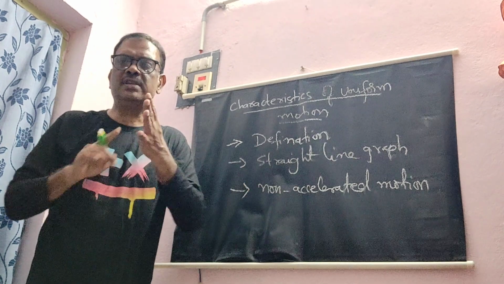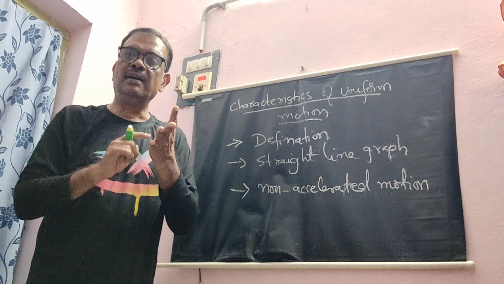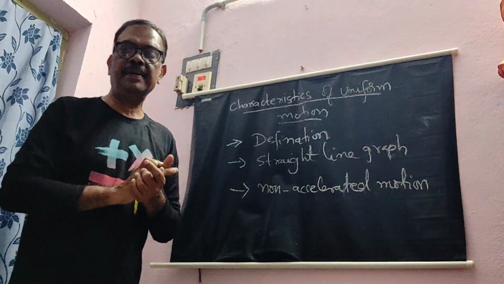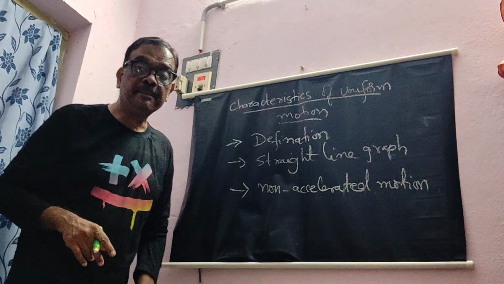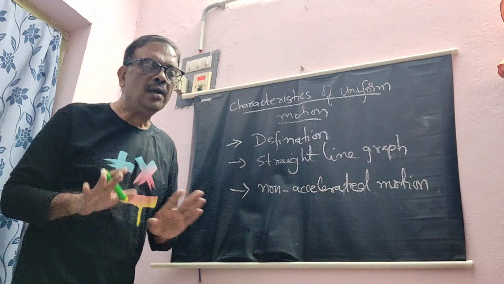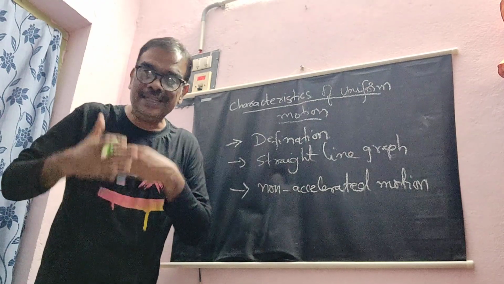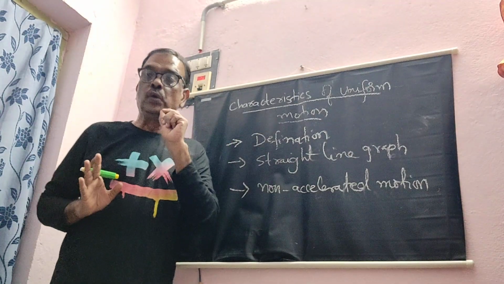Is it increasing? Is it decreasing? No. 1 second 5 meter, 2 seconds 10 meter. 10 minus 5 is again 5 meter. Every second only 5 meter. Constant. No change in the speed. That's why uniform motions are non-accelerated. Why are we saying non-accelerated? There is no change in the speed.